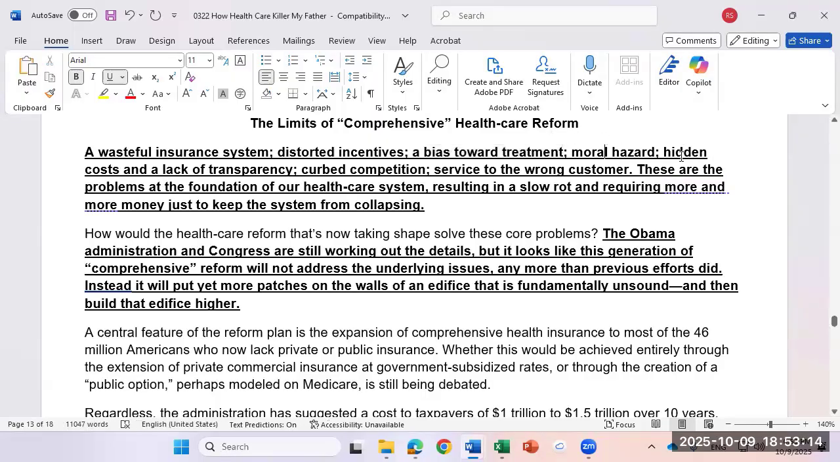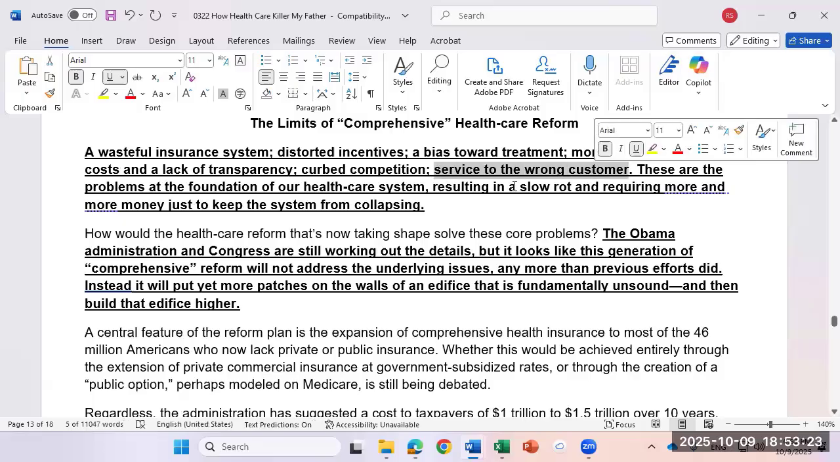Moral hazard, hidden costs, a lack of transparency, curbed competition, service to the wrong customer. The customer is the insurance company. These are the problems of the foundation of the healthcare system, resulting in a slow rot and requiring more and more money just to keep the system from collapsing.